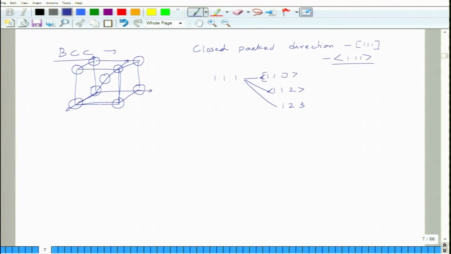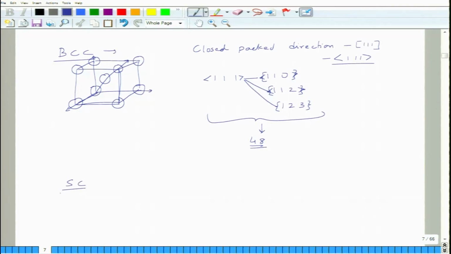Sorry, not this kind of. This is a plane. So for plane we use this symbol. If you work out the combinations, it will be a total of 48. Okay. So this is again something which is used in mechanical behavior of materials.